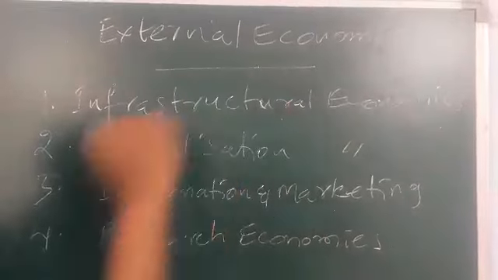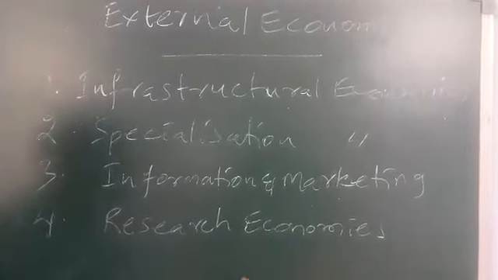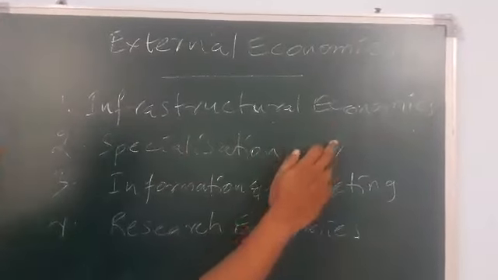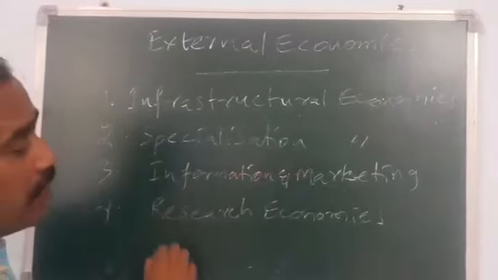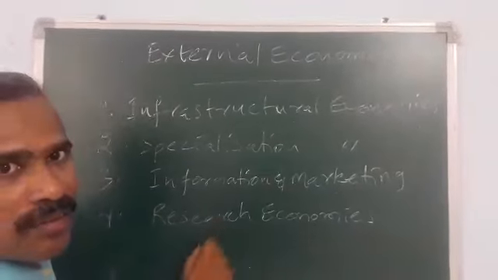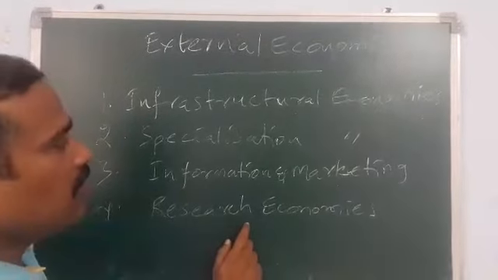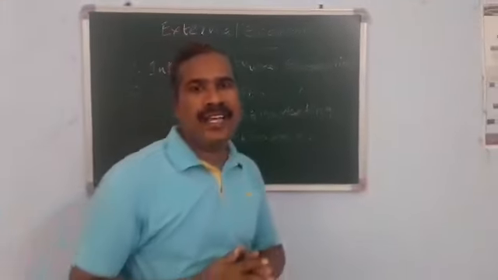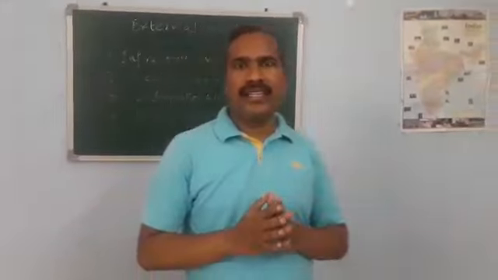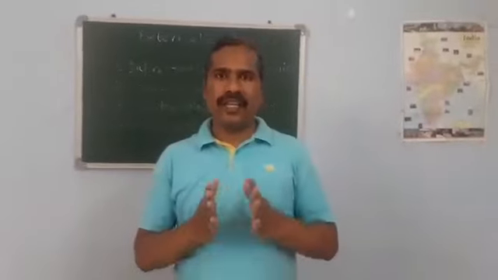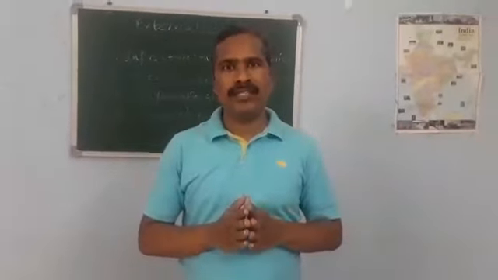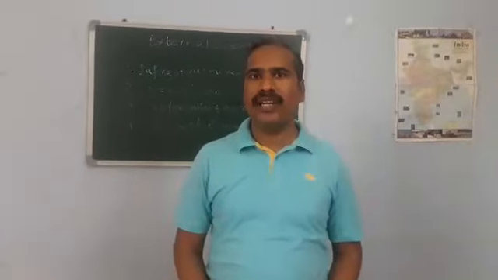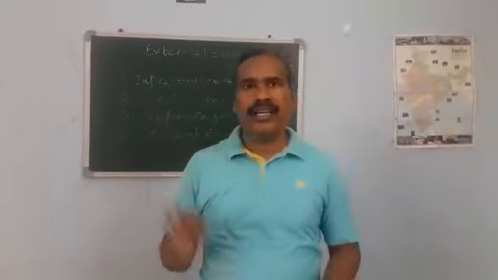Here we are going to discuss external economies. There are four types of external economies. One is infrastructural economies, two is specialization economies, third is information and marketing economies, and fourth is research economies. The first one is infrastructural economies. The external economies are applicable to all firms in that industry, so all firms will get these economies.